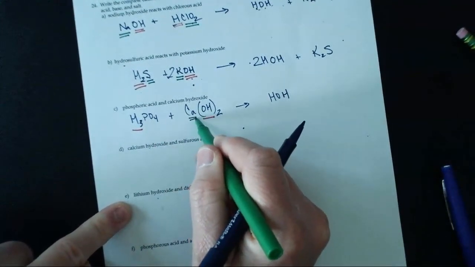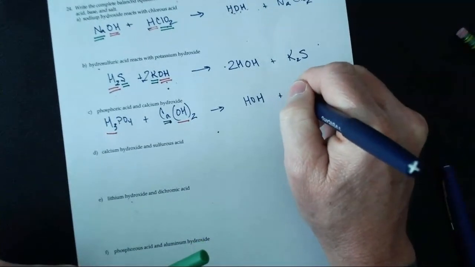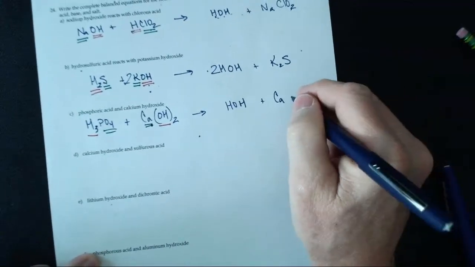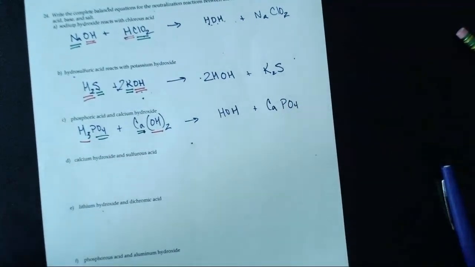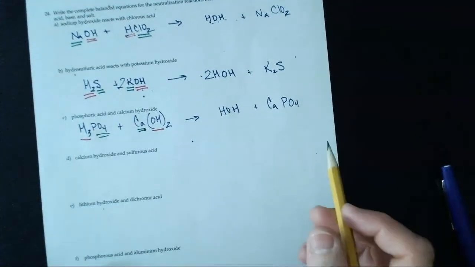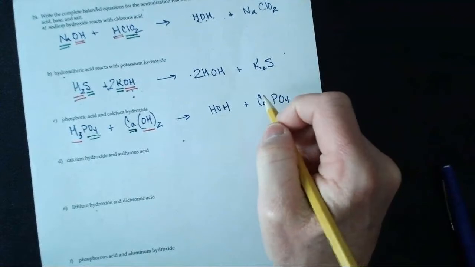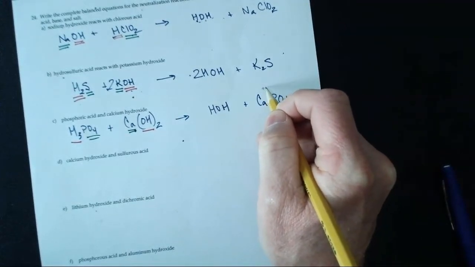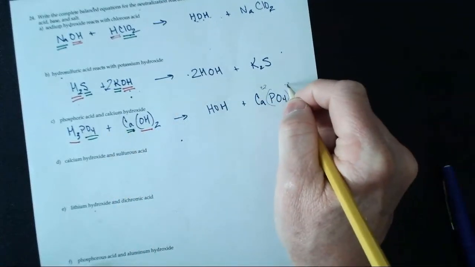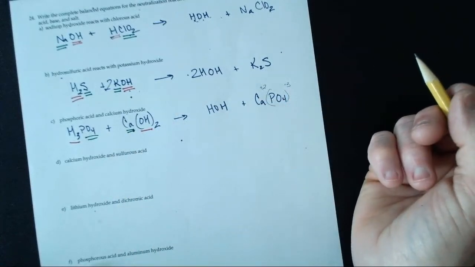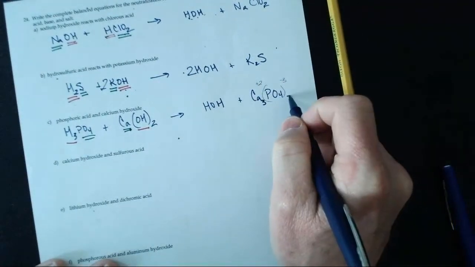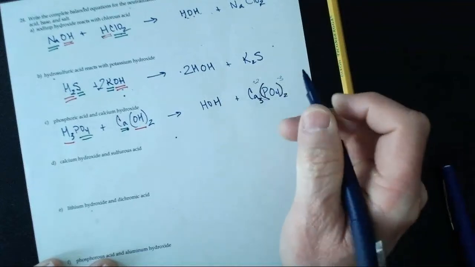Then my calcium and my phosphates. I'm going to use my pencil and put in the charges for this one because some of us might not remember exactly what was going on here. So I've got +2 for calcium. Phosphate has a -3. So when I do my crisscross, 3 goes here, 2 goes here, which means I've got to have my parentheses.